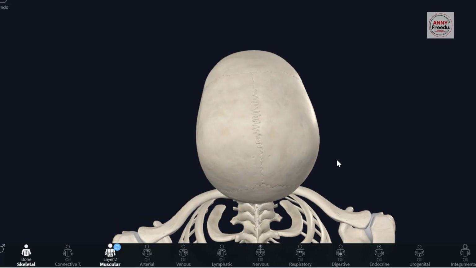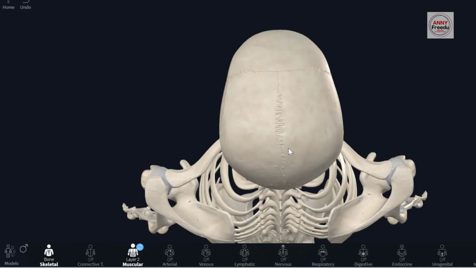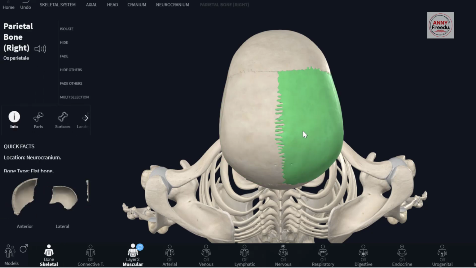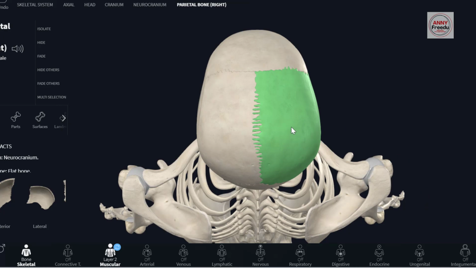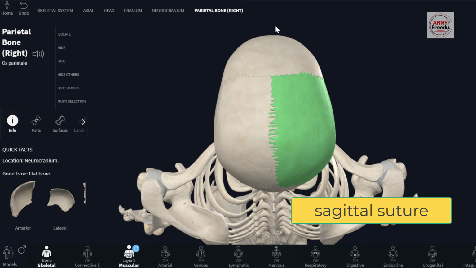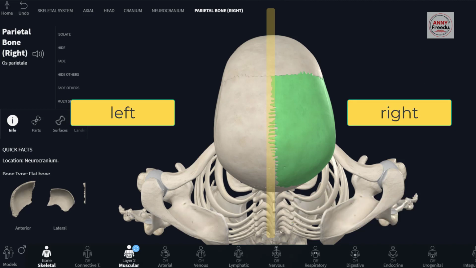So again, this is a superior view of a cranium. Here we have two bones, the left parietal bone and the right parietal bone. In between, they create a joint which is not movable in adults. They're not supposed to be movable. This joint is called the sagittal suture. And the plane that we are studying right now is called the sagittal plane because it goes through the sagittal suture and divides the body into right and left parts.